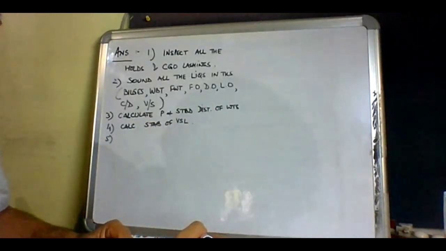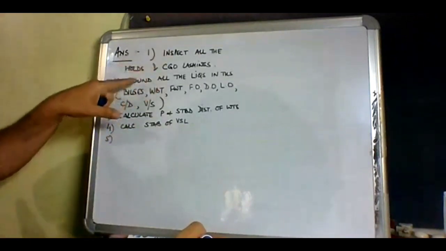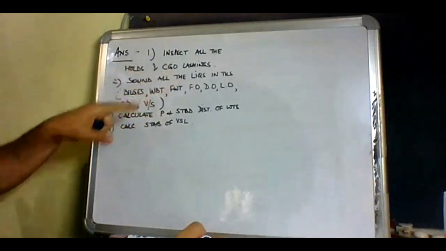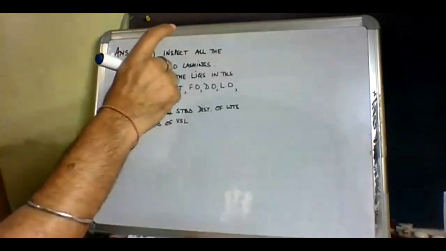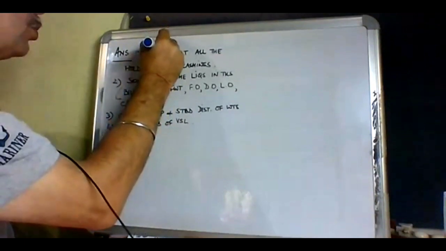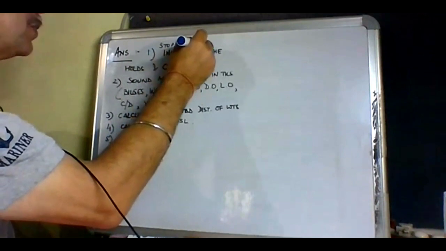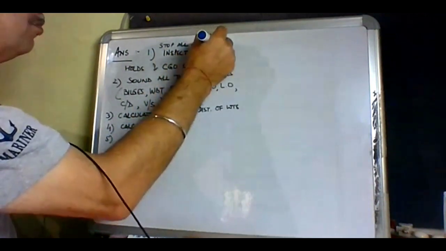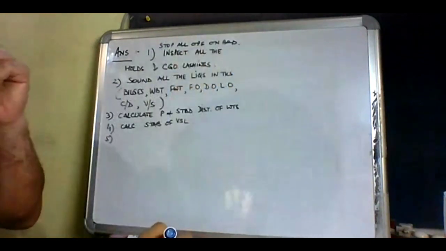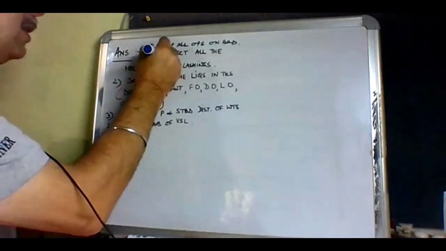So, I forgot one point. When we said inspect all holds and cargo lashings, and sound all liquids in the tanks, before that we have to stop all operations basically. So with point number one, I can write: stop all operations on board. That has to be the primary first one. And along with that, inspect. You can make that point number one together.